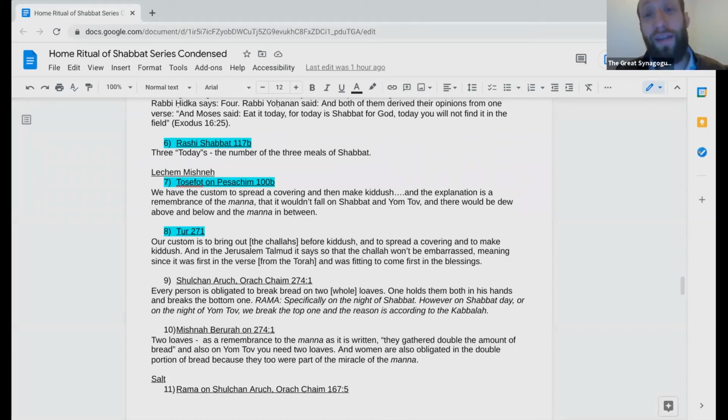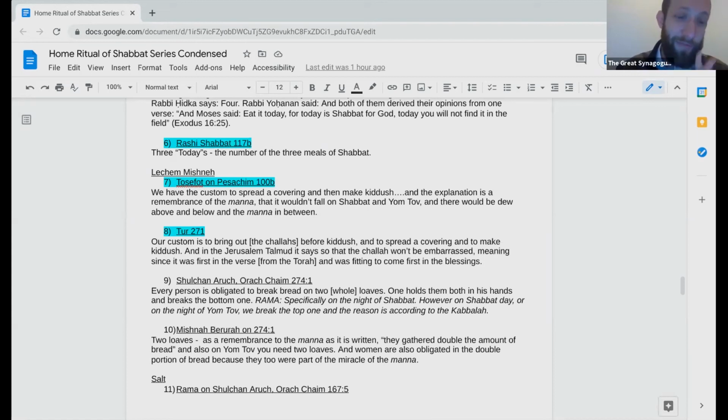Okay, so this is one of the reasons, we'll see the other one next. This is one of the reasons that we cover the challah before we make Kiddush. And it says that it's a remembrance of the manna. So the manna would fall, it would have dew above and below it. And so too, we take our challah and we have it on a tray of some sort, and we put a cover over it. And therefore it's covered on both sides, just like the manna was.